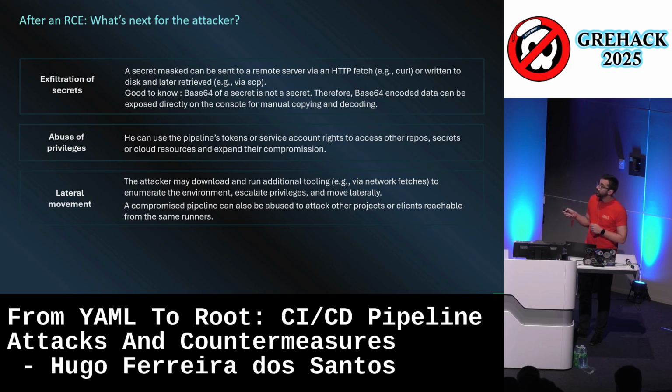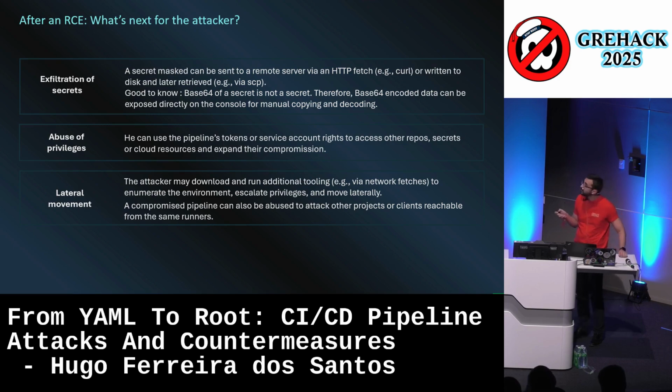On all the platforms, when you try to echo or cat a password or a secret, it will mask it with stars. The idea here is that base64 of a secret is not a secret for the CI/CD platform. So one tip: if you encode a secret in base64, you can display it. It will not be masked. You can display it directly on the console, copy it, and then decode it.